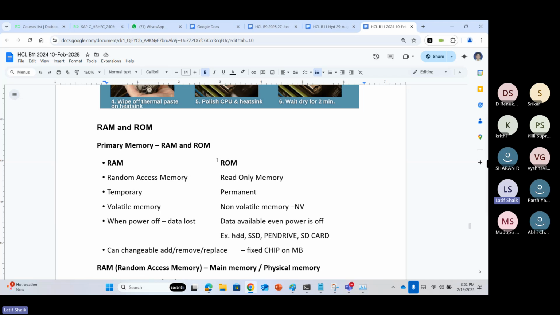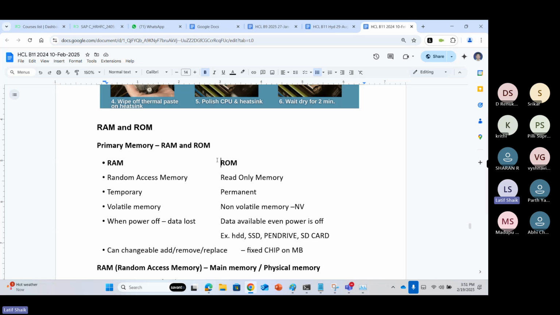RAM loads the data from IO devices and gives it to the system. It's only for processing purposes. And RAM is changeable. We can remove the RAM, we can add a new RAM, we can replace the RAM. We can do that. But ROM is not like that.